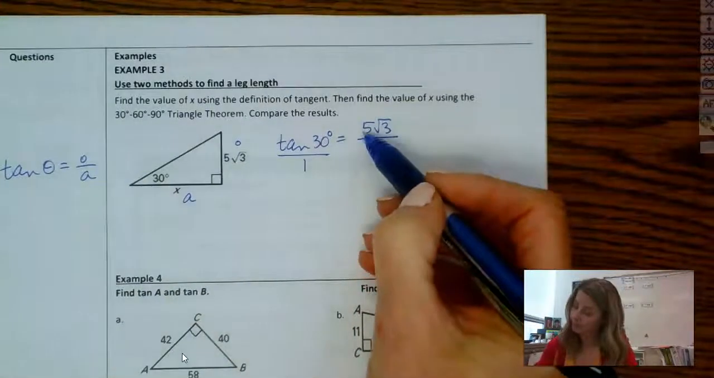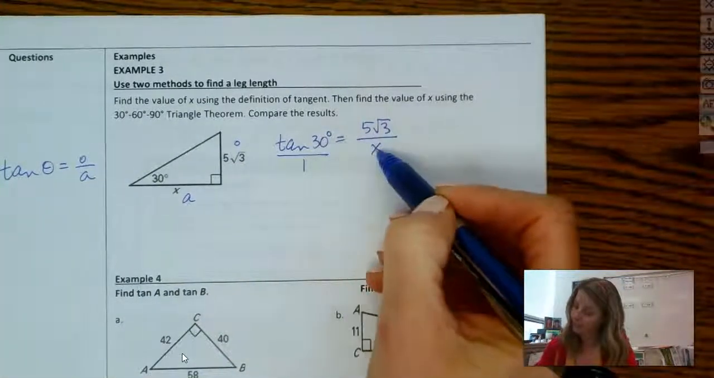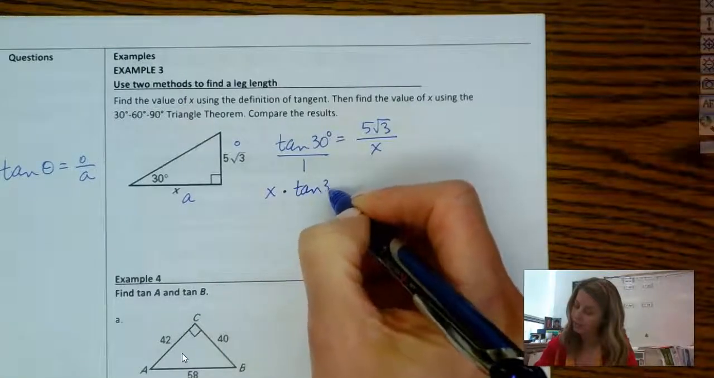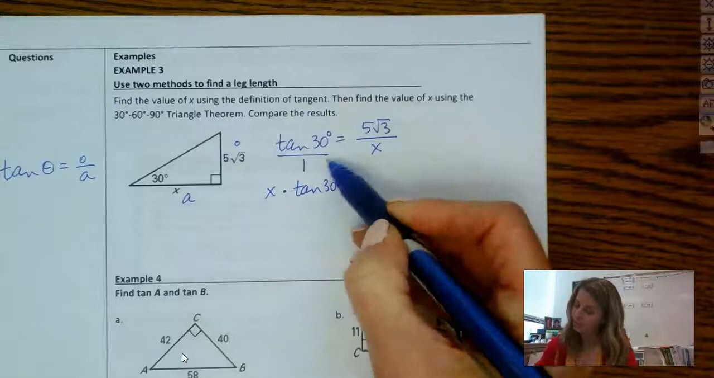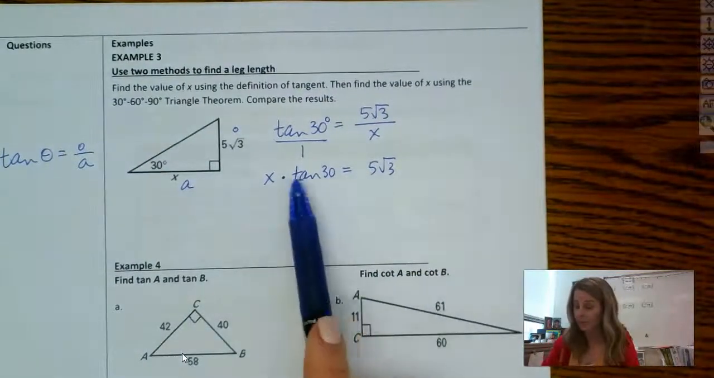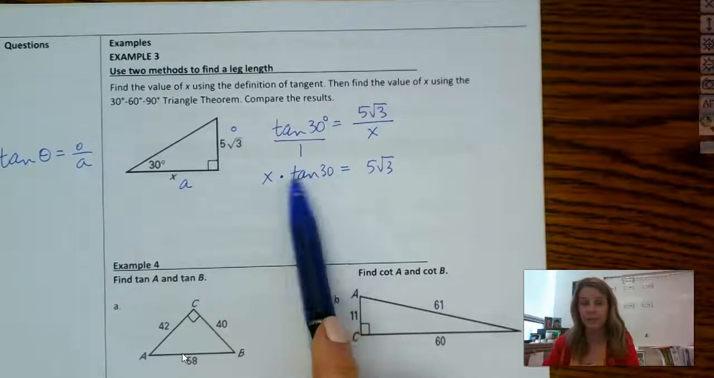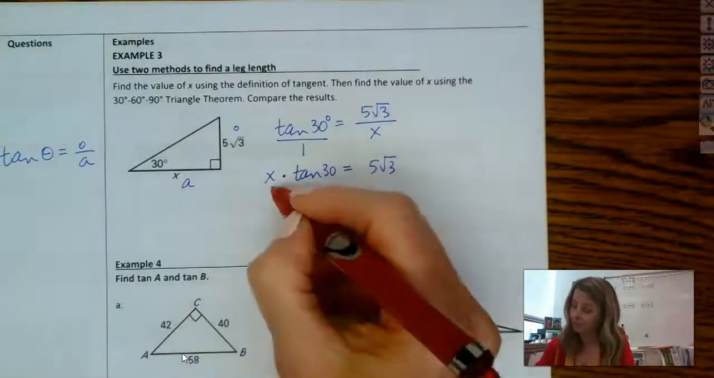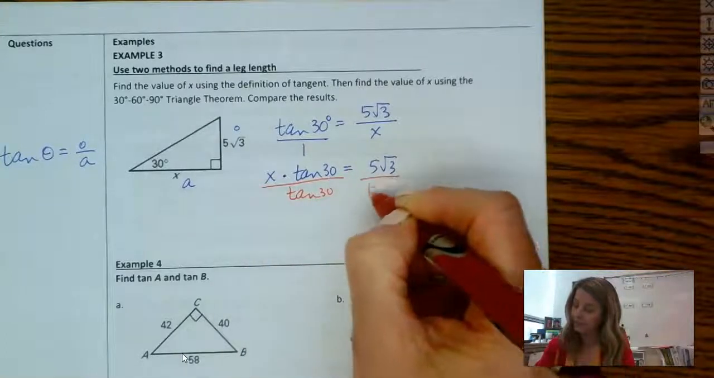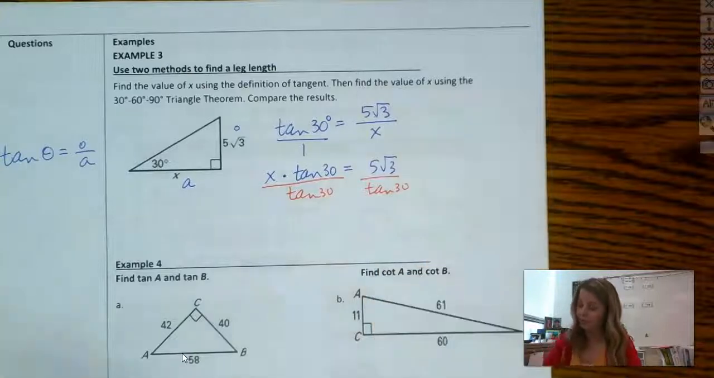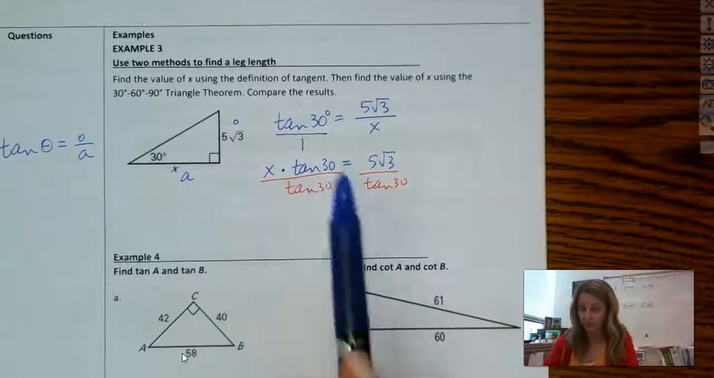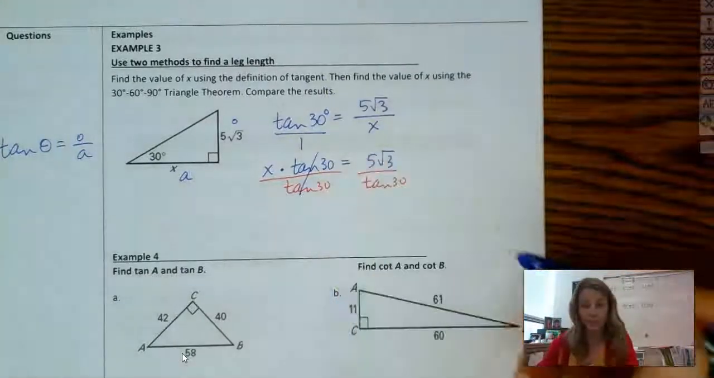So when I multiply, I'll multiply on this side with the x. So it'll be x times the tangent of 30 is equal to, this diagonal would just be 5 square root of 3. Now, remember, this is simply a number. This is a number times x. So I'm going to come through here and divide off the number. So I'm going to divide both sides by the tangent of 30. If this said 5x over here, you would divide by 5. Okay, so these guys are going to cancel.